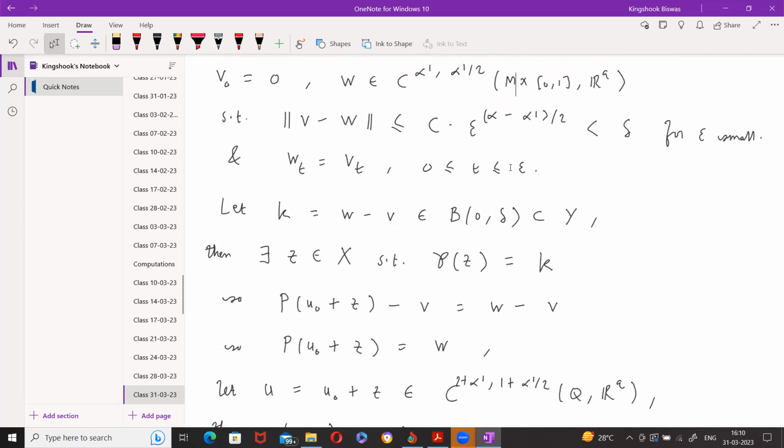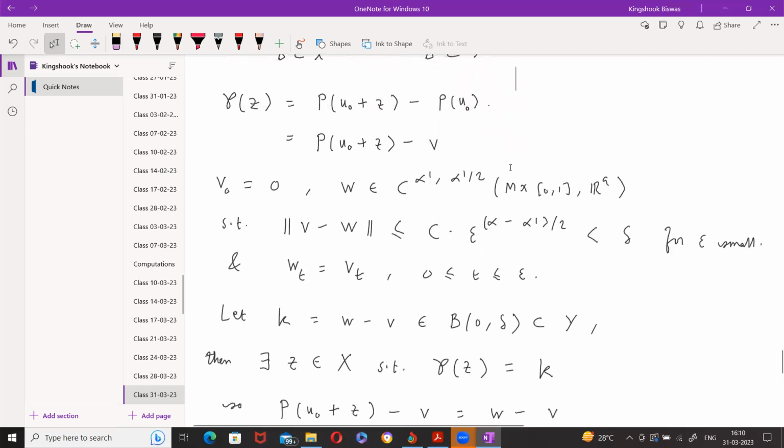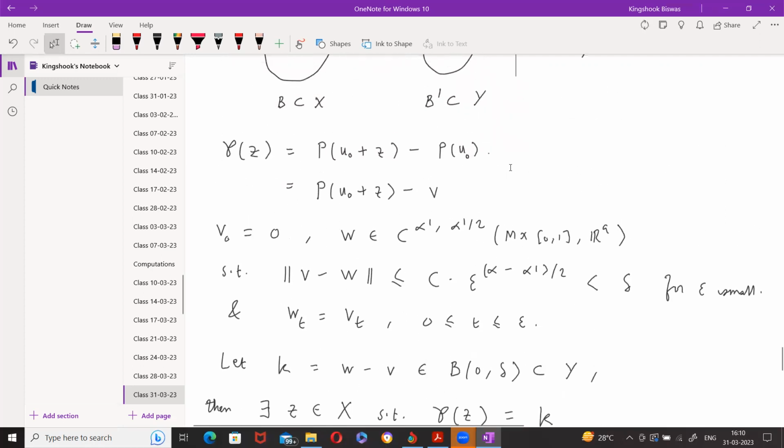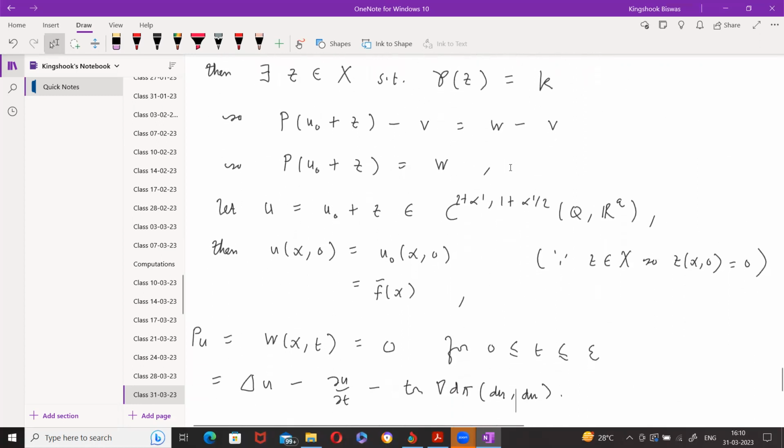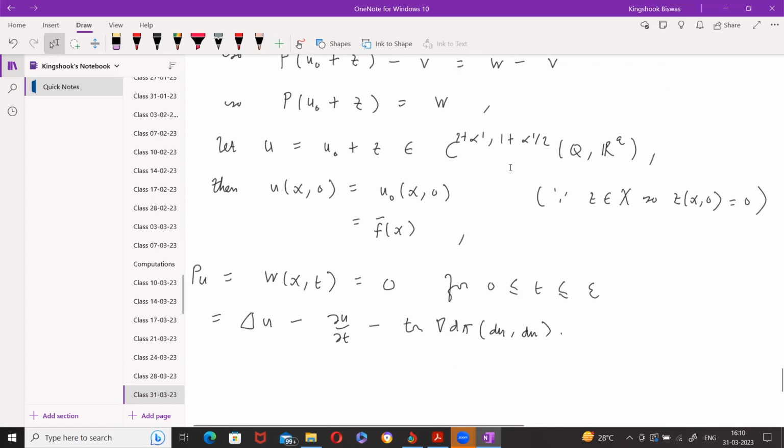And then the W is close to V. And then because it's close enough to V, by the inverse function theorem for the nonlinear operator, you get a U which maps to W under the nonlinear operator P. And then the W is 0 identically in the interval 0 to epsilon, and therefore you satisfy the PDE for time 0 to epsilon. All right.